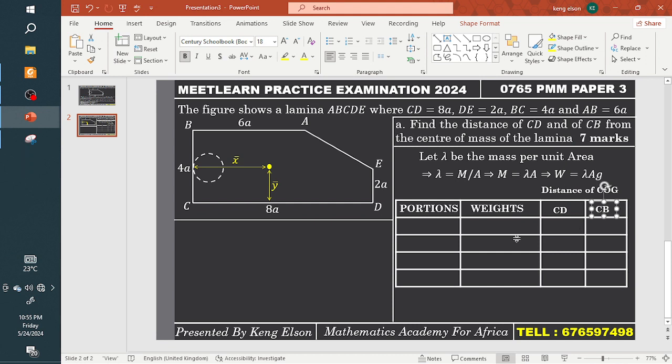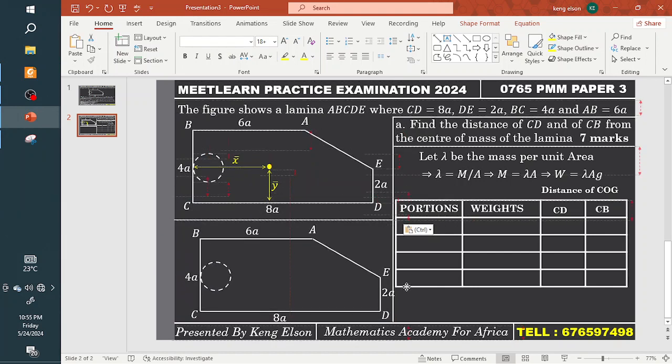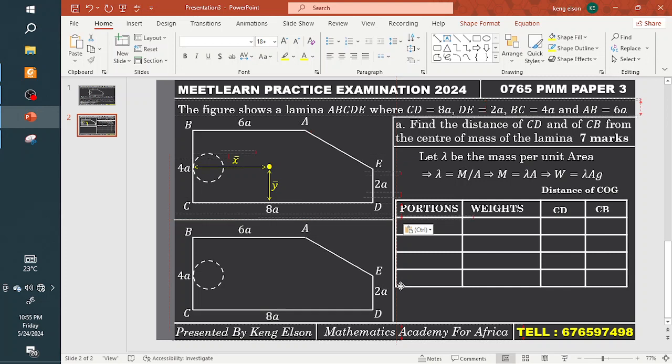Voila. Okay. Now what will be the next thing to do? We now need to put the portions. So basically, I don't know, we could kind of recopy the diagram, right? Just copy and paste, then place the diagram down here. Okay, then after doing that, we could now remove the portions. We could now remove this from here. We now separate the portions.